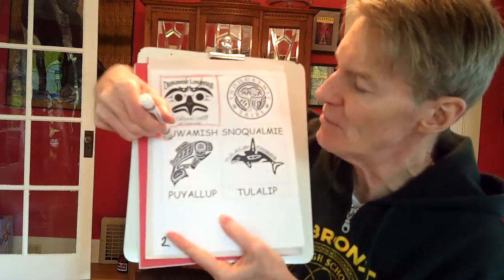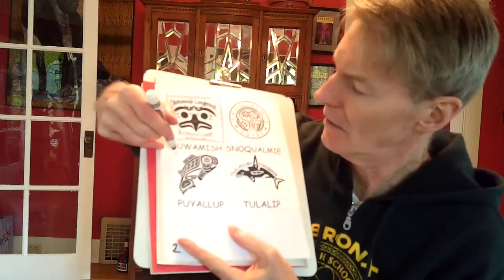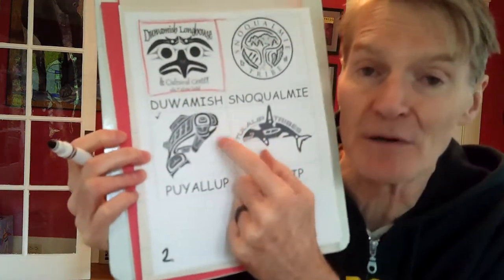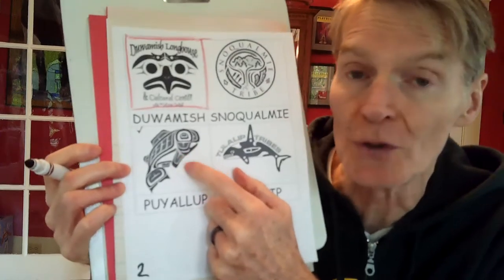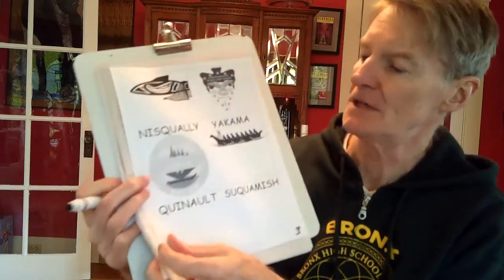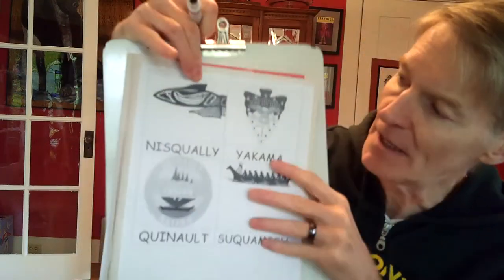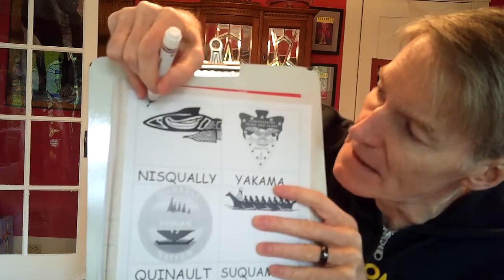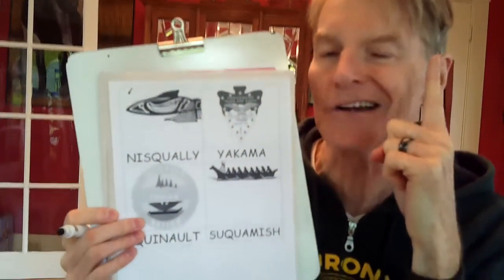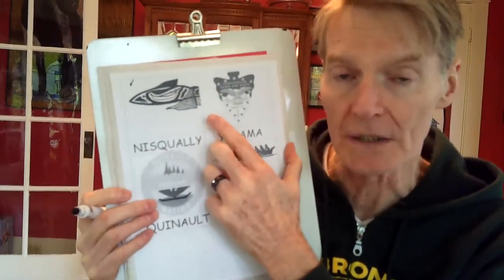And if you put a very small check in the Puyallup box, that's a type of design we'll be looking at later, and it's good to notice this type of design now. When you turn to this page, the Nisqually art at the top, if you put a small check in that box, that will help you notice that art, because that's the type of art you will be looking at when we study Northwest Coast art. And then on page 4, I need to circle numbers 2 and 3.